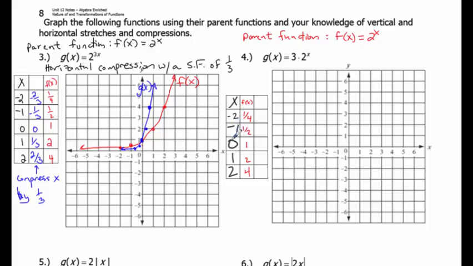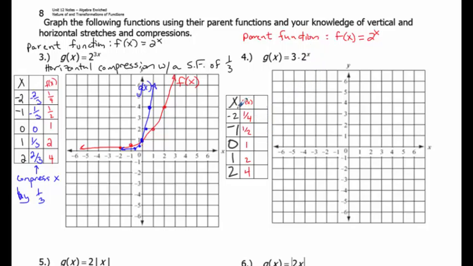So I have my x values here. I am going to have you fill the table in as is right now. The 3 is outside of the parentheses. This is going to be a vertical change. Therefore, I'm going to come up with new y values. Okay, so here are my x values. Here are the y values of the parent function. I'm going to leave this column open now for the new y values because it'll be a vertical change.